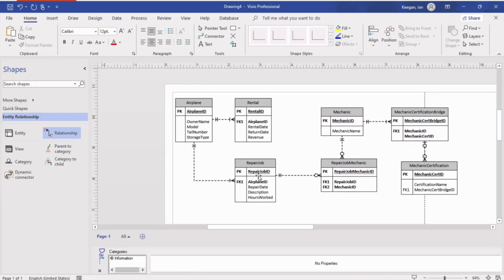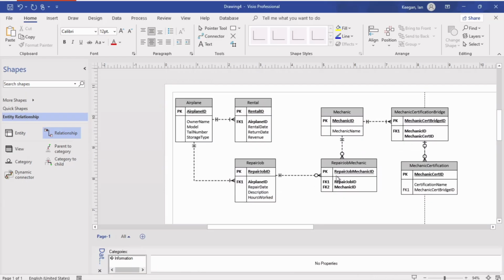And then for repair job, this table tracks the maintenance. Repair job ID is the primary key, and airplane ID is the foreign key. So each repair job is for one airplane, but one airplane can have multiple repair jobs.